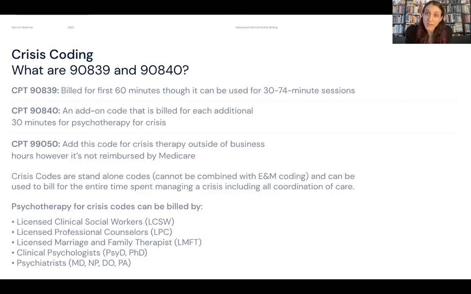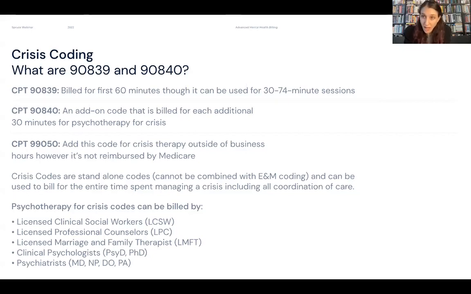So for example, if you have a session with a patient who is in crisis, lets you know that they are not safe, they're contemplating suicide at this time, and you decide in your clinical judgment that it is important for them to be hospitalized, and then you spend the rest of your day calling different hospitals to find a bed for your patient and consulting with the doctors at different emergency rooms to determine that your patient has been safely admitted, the full period of time that you have spent on this crisis can be billed using crisis codes.